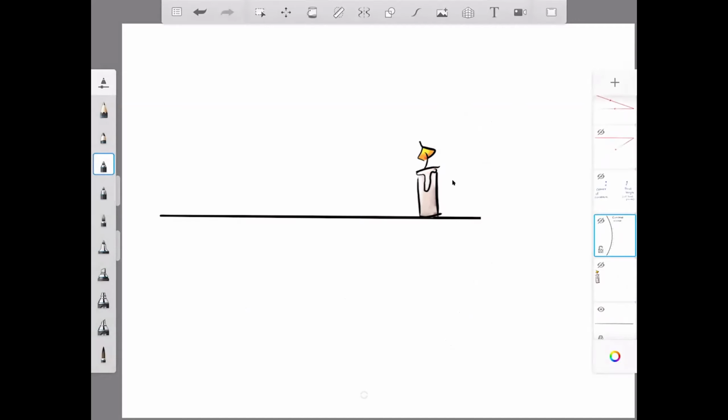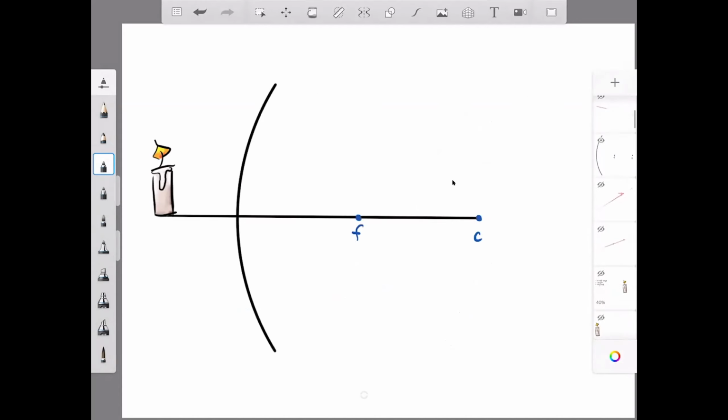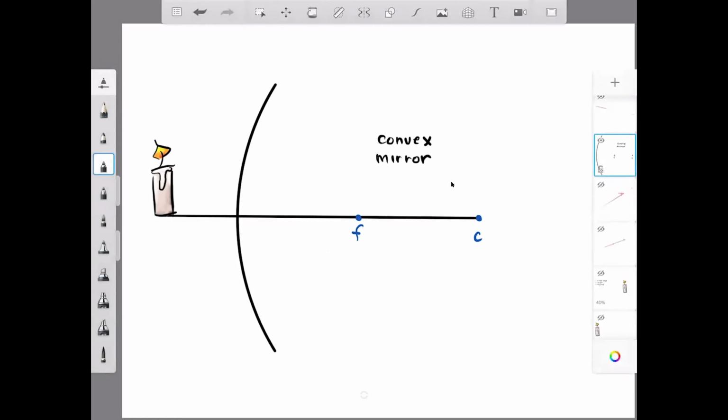Okay, let's look at the next type now. Which is going to be like this. This one is called a convex mirror. Which is that one that gives us a wide field of view. So once again, to the left is going to be our shiny side. To our right is going to be the back of the mirror. Let's draw those lines to indicate that this is the back.